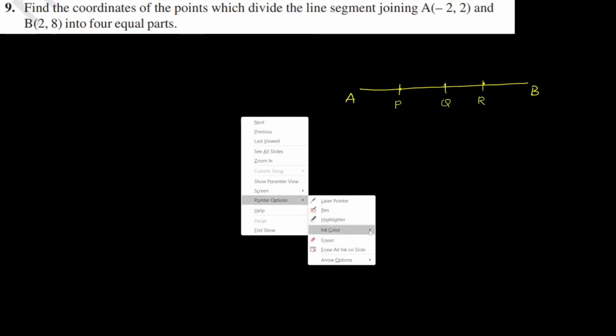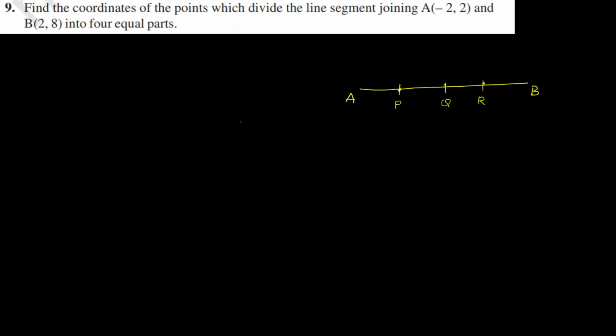For example, this is A, this is B, and this line segment AB is divided into 4 equal parts. So 1, 2, 3, 4, and these are the intersection points P, Q, R. Now if we observe carefully, here P divides AB in the ratio of 1:3.